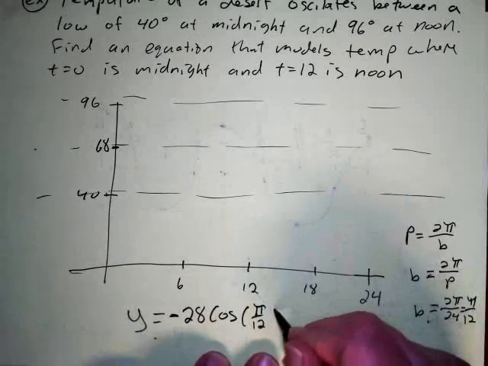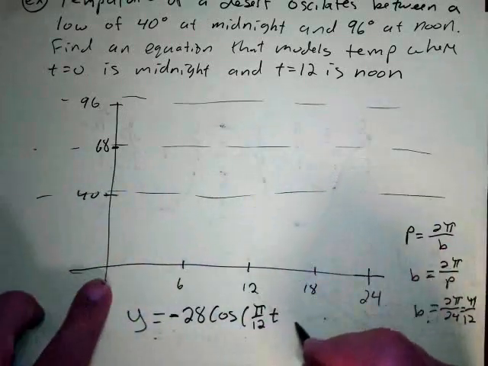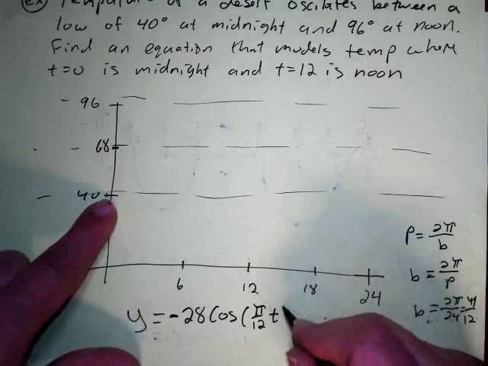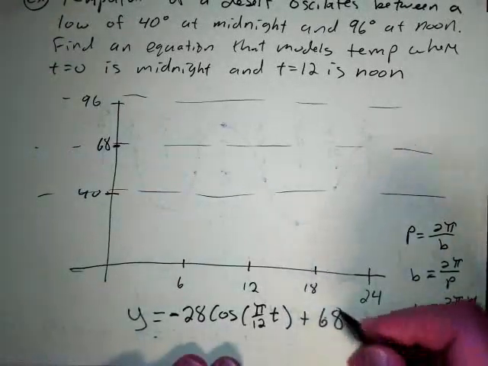And then you have the t. You're not going to need any phase shift here because the cosine will start at the minimum. But I do need the vertical shift. I got to move it up to 68.